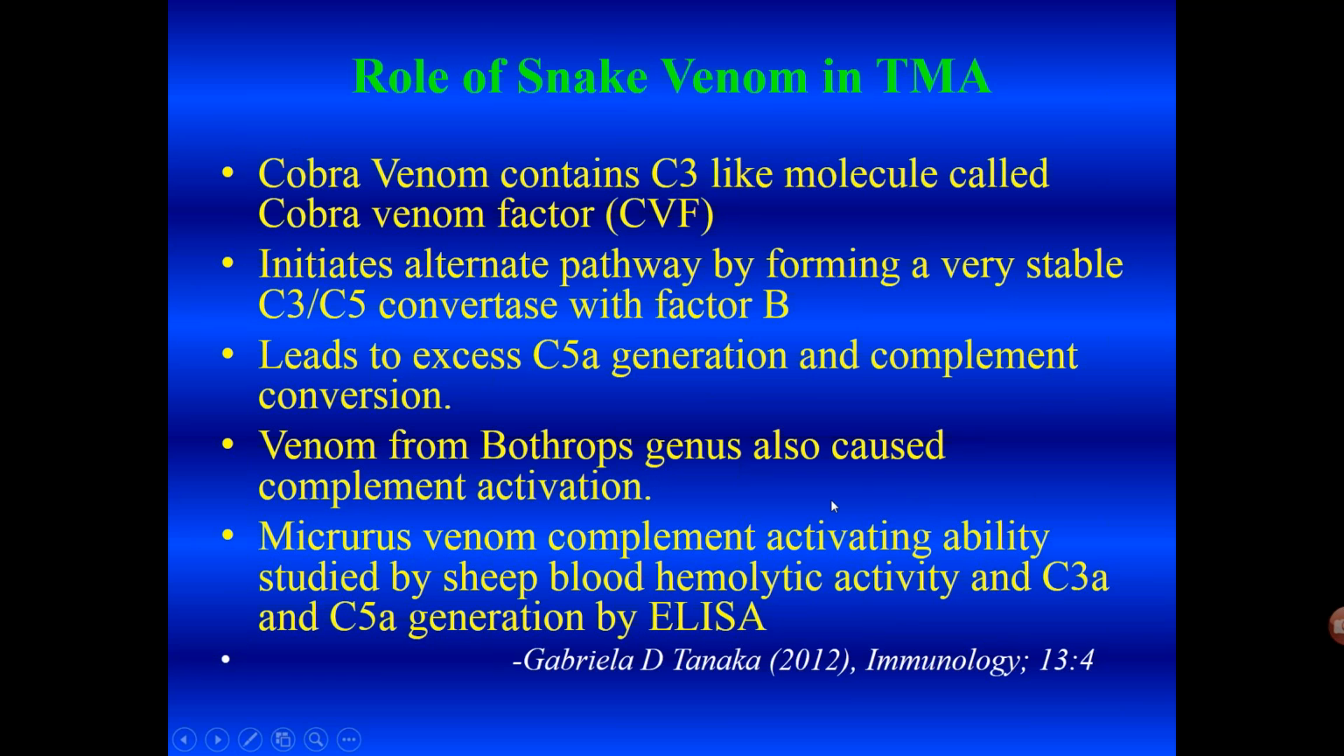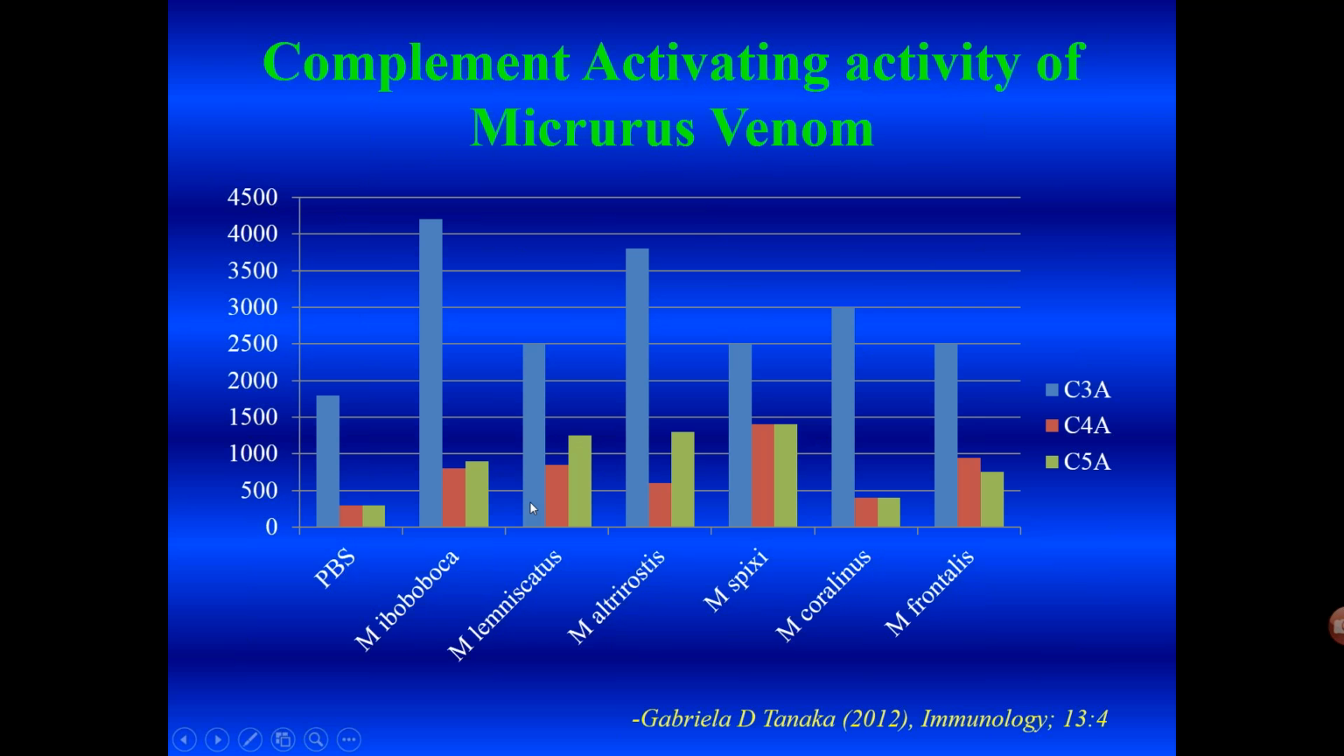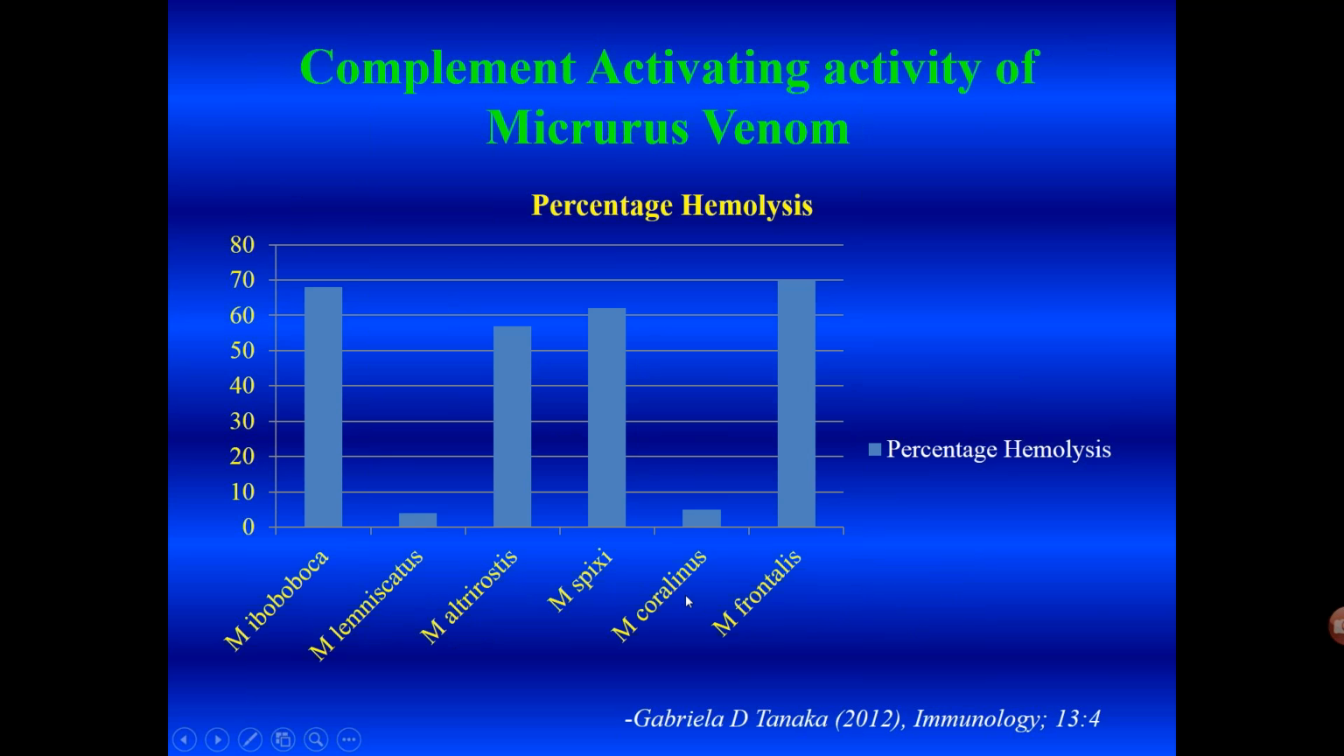Why does this happen? Well, Gabriel Tanaka and his group have identified a factor in venom called cobra venom factor, which contains a C3-like molecule. It initiates the alternative pathway by forming a very stable C3-C5 convertase with factor B and results in activation of the complement cascade. What it does is to generate large amounts of complement fragments, and this slide shows various Micrurus snake venoms and how much C3a, C4a and C5a is generated by this snake venom in vitro.